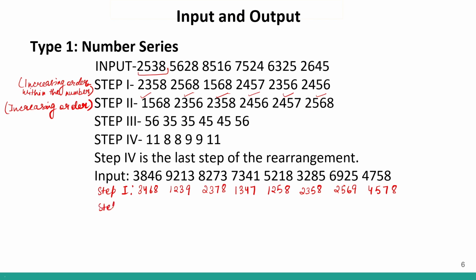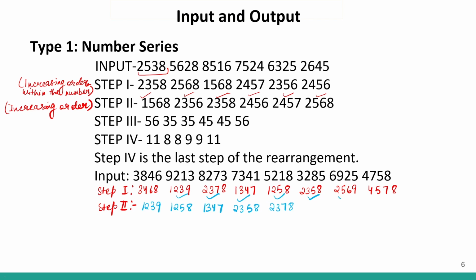So step 2 would be what? Step 2, we would arrange them in increasing order. So the first number, I am using a different pen to highlight, okay? The first number will be 1239, correct? Then the second number will be 1258. Third number would be 1347, correct? After that, we will move to 2000. We have 2378 and 2358. So this will come first: 2358 and then 2378.